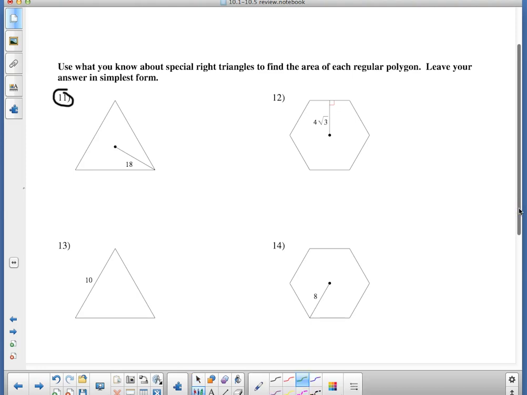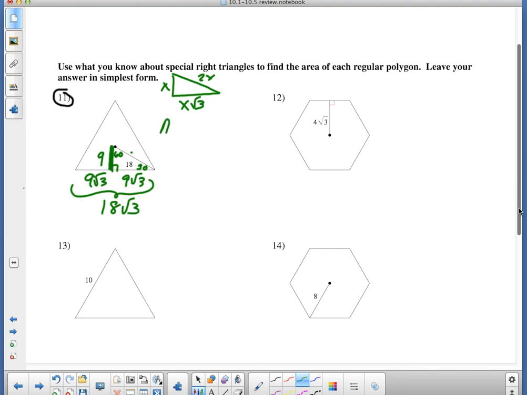This is much like one we had on the test. Keep in mind, this is a 30, 60, 90 triangle. That's 30, this is 60, that's 90. Well, according to our 30, 60, 90 rule, if this is 2x, this is x the square root of 3. Well, this is 18, so this is 9. This is 9 the square root of 3. Then this is also 9 the square root of 3 because the apothem comes in contact with the side at the midpoint. So I got a side length of 18 the square root of 3.